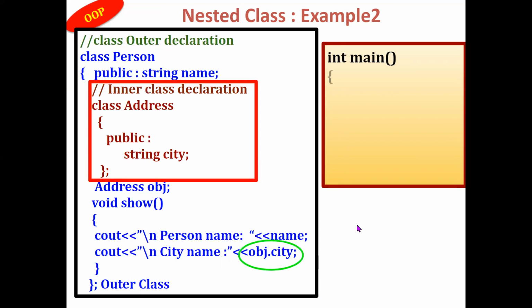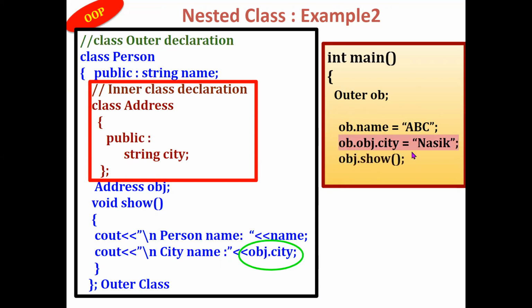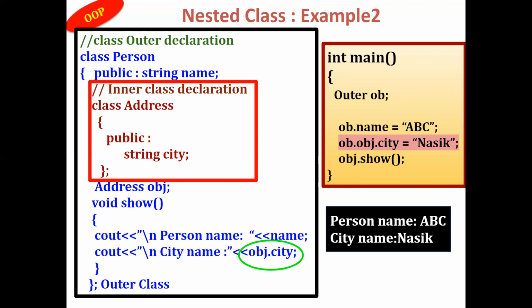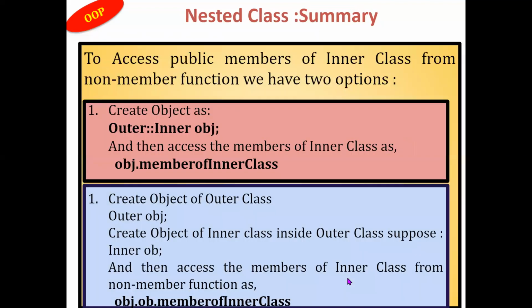Then in the main function, now you can just call the show function using the person class object. So here, instead of outer, it will be person ob, then ob dot name abc, and ob dot obj dot city. So if through ob again I want to access city, I have to write it as ob dot obj dot city, where obj is the object of class address. So this is how we can access the members of inner class from outer class object also. So here person name ABC and city name Nashik.